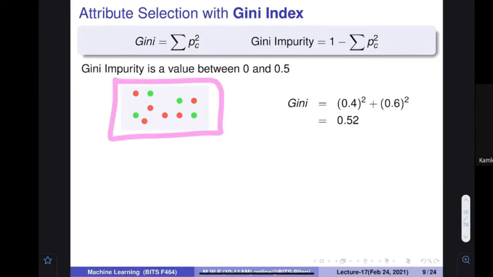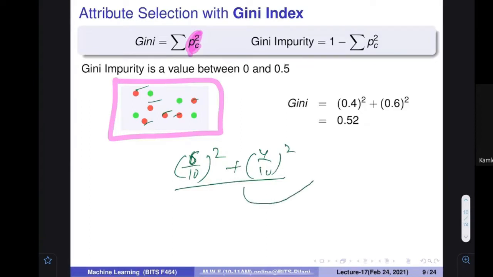So Gini value, as I told you, is the summation of the probability of each particular class squared. In this particular example, can you tell me how many positive and negative examples are there? 1, 2, 3, 4, 5, 6, 6 negative examples. So probability of being negative is 6 by 10, and we square this quantity, and then 4 by 10 squared. This quantity is called the Gini index, Gini value, and that is going to be 0.52. Similarly, if you want to find out the Gini impurity, you just subtract this value from 1. That is not a big thing.